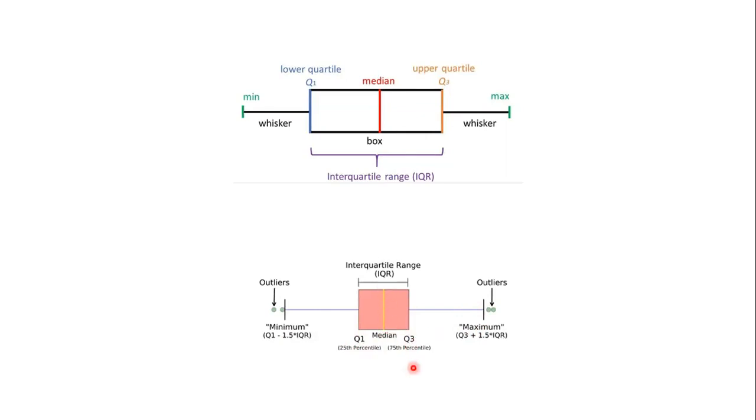What you do is, to Q3, you add 1.5 times the IQR. IQR is the interquartile range. Remember, we talked about the interquartile range: it's the difference between Q3 and Q1. So over Q3, you add 1.5 times IQR, and from Q1, you subtract 1.5 times IQR. This is what we call the minimum of this box plot, and this is the maximum of this box plot. The data outside of this minimum and maximum, later we will see this in regression, will be called outliers.